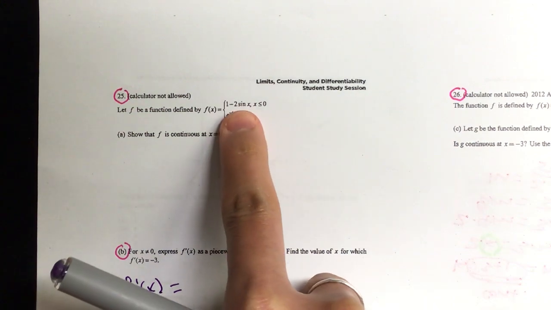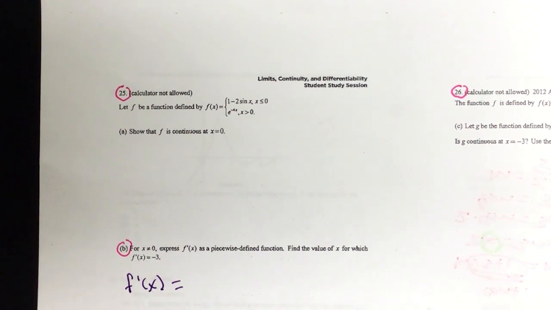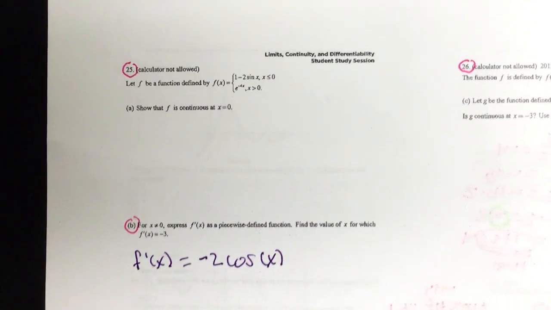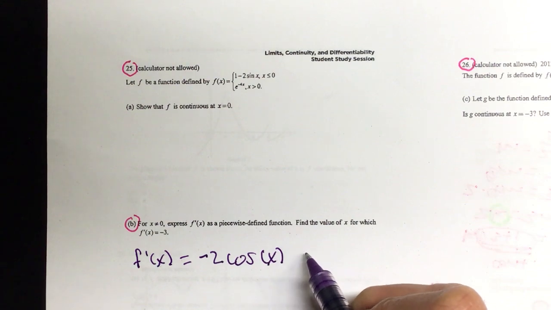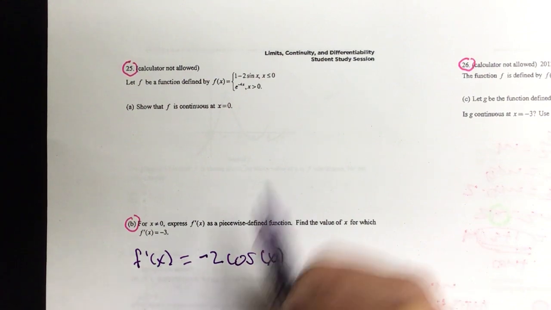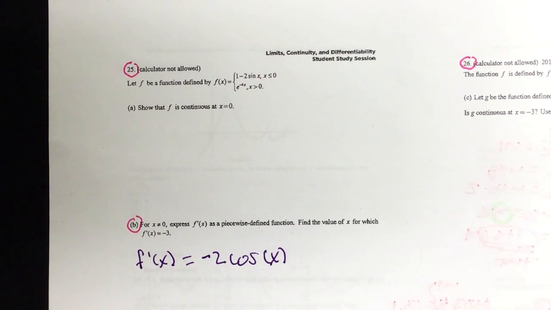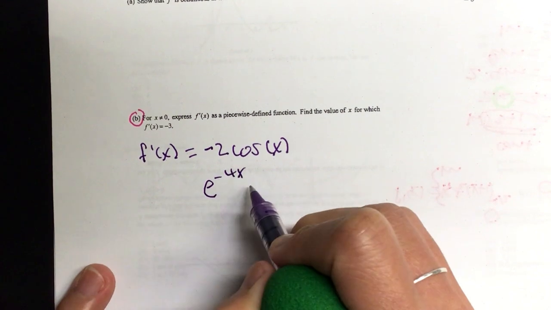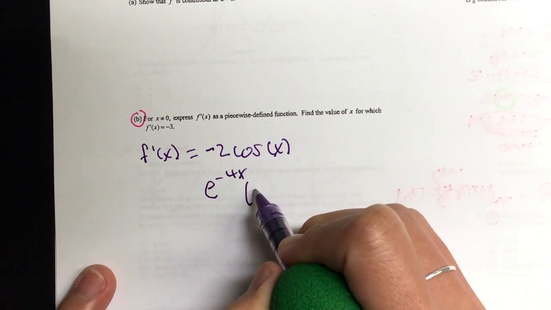So to find the derivative of the original function, what's the derivative of sine? Cosine. And I need to take the coefficient with me. Sine of x, cosine of x, I mean. And on the next one, what's the derivative of e to the negative 4x? It was that times the derivative of the power. What's the derivative of the power?